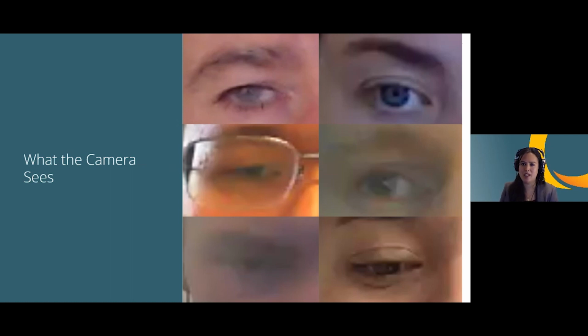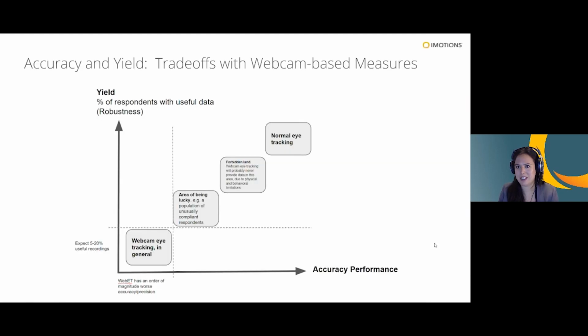So what that means is the quality of your data is going to be a lot more variable compared to if you were using an infrared tracker. This is best exemplified using this graph. The two elements that are going to be a little bit more compromised when using webcam-based measures are yield and accuracy. In terms of accuracy, what you're going to get is sort of a wider spread in terms of degrees of what your eye tracking accuracy is going to be.